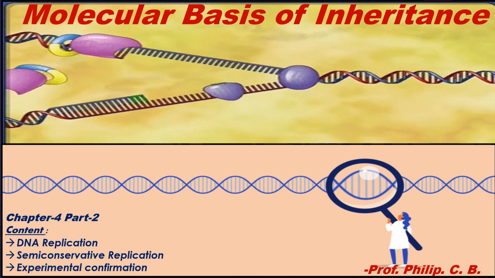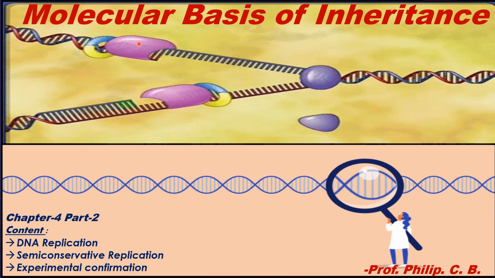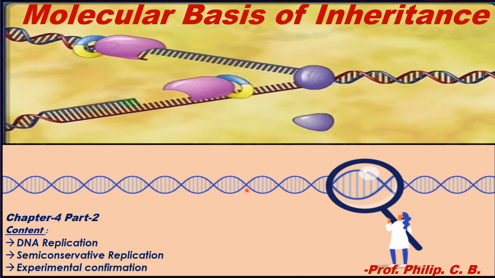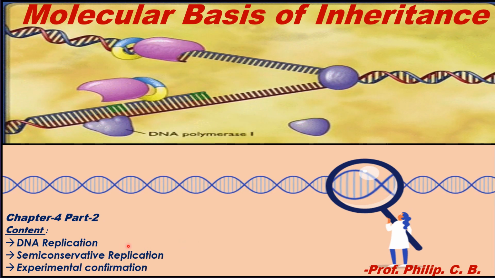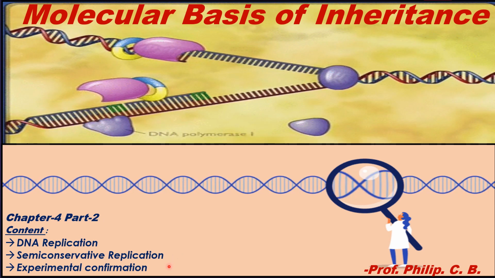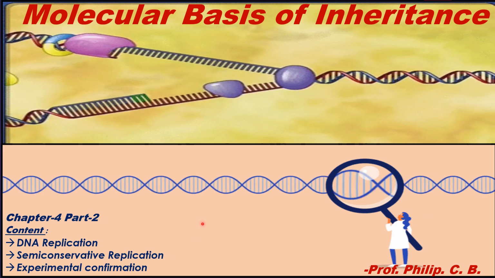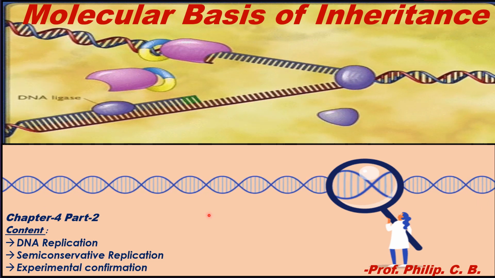Hello students, so today we are going to learn the second part of chapter 4, molecular basis of inheritance. In this part of the chapter, we are going to learn DNA replication, semi-conservative replication and experimental confirmation. You can see in the present slide the animation images, as I always add related to the topic.